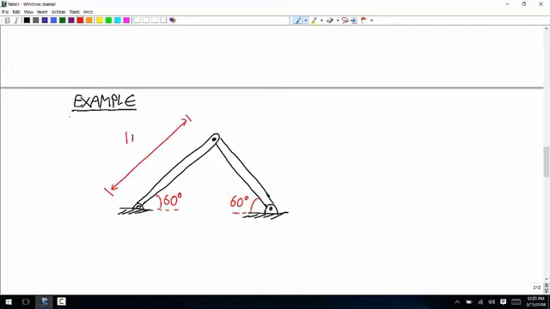And all the lengths are 1 meter. And there's an external load applied this way of 500 newtons. And just so we can refer to these, I'm going to call the joint on the left A, the one connecting the members B, and the one on the right C. And then I'm going to call the member on the left member 1, and the member on the right member 2.